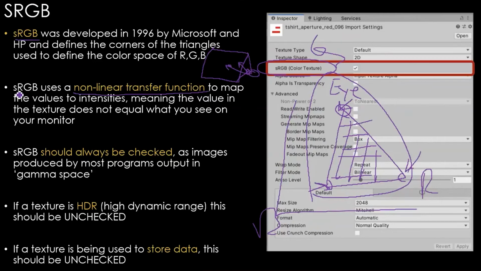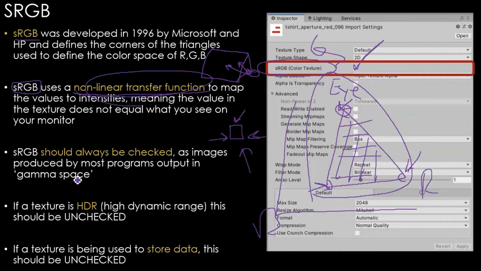Therefore, when you save an image out, it's usually saved in this sRGB format, which assumes that there's going to be some sort of a transfer function. Therefore, the color you see on your screen is not the color stored in the image, and it needs this transfer function to convert it over. This should always be checked, almost always.